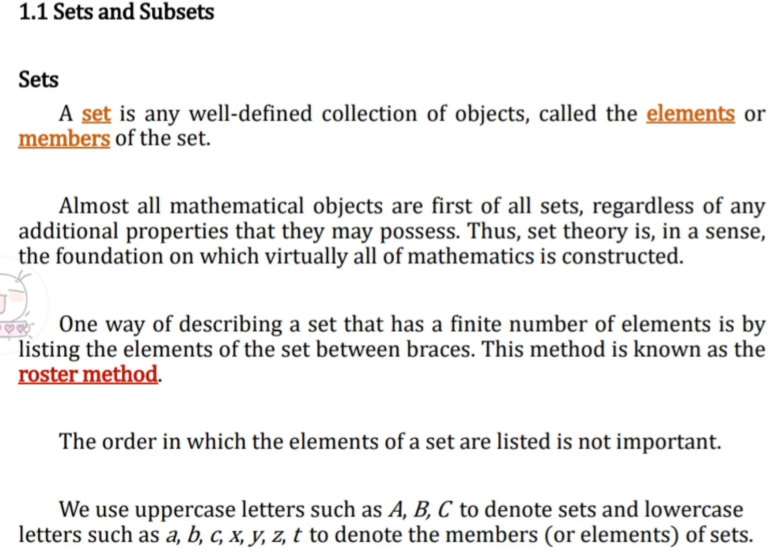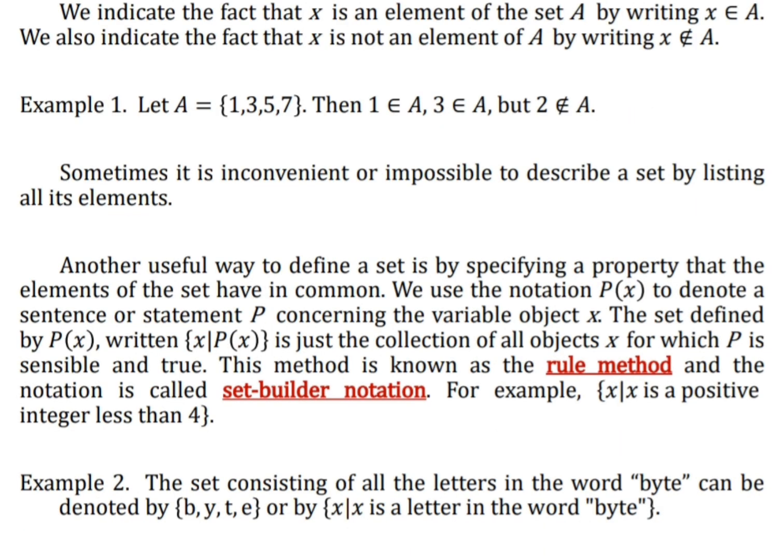One way to describe a set is by listing all of its elements inside braces. This is called the roster method. For example, if we let A equals the set {1, 3, 5, 7}, then 1 and 3 are elements of A, but 2 is not an element of A.